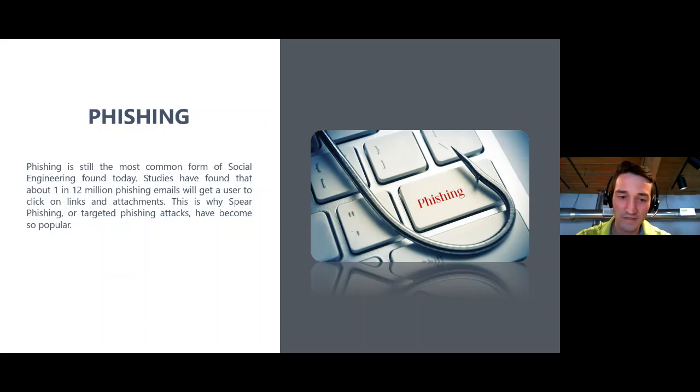All right, phishing is still the most common form of social engineering that we see. It used to be that these people would just create these emails and spam them out to as many people as possible. But studies have shown that only about 1 in 12 million people actually click on these links in those emails when they find them. So that's why we see now that they're actually trying to target people. They call it spear phishing.